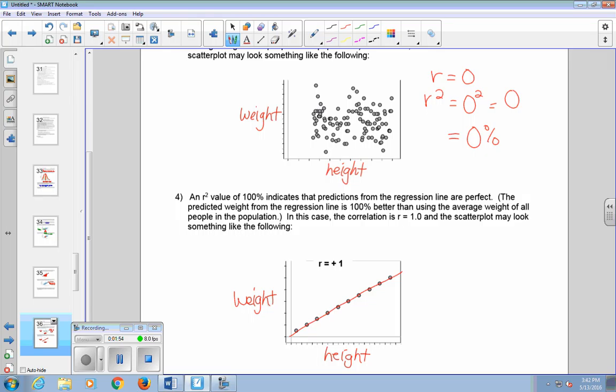Much better than if we use the average weight for all of our predictions. So all predictions are perfect, definitely better than using the average weight. If we take a closer look at this, if r is 1, then our coefficient of determination, r squared, is 1 squared. And 1 times 1 is just 1. And that in percent form is 100%.